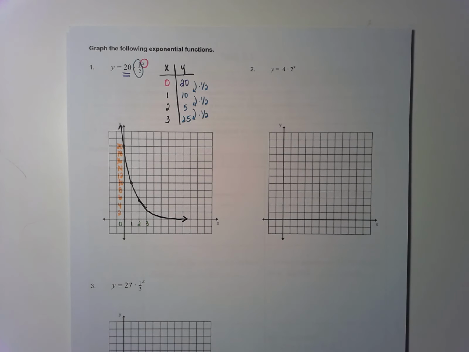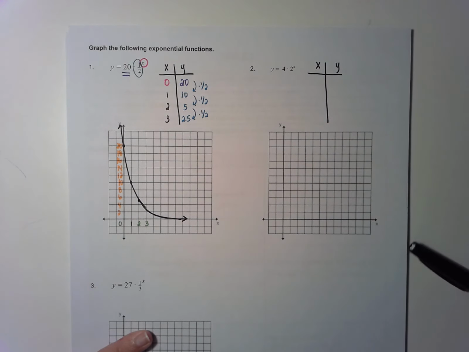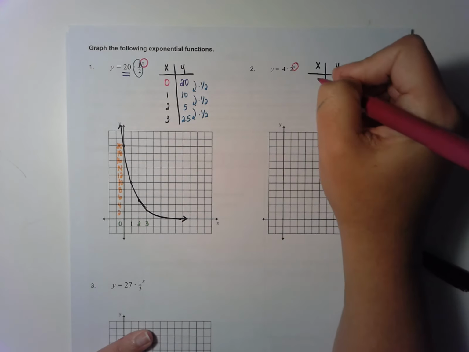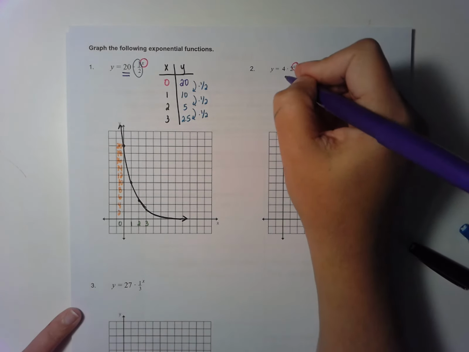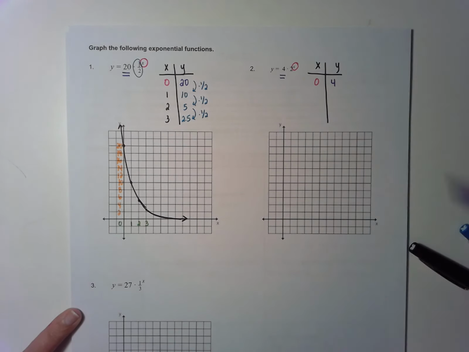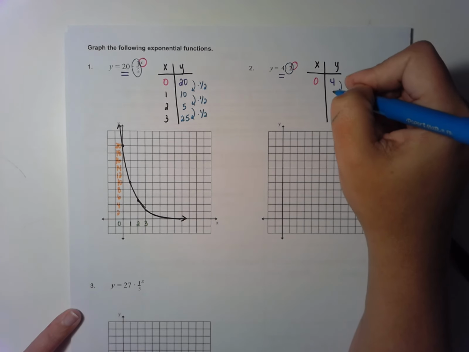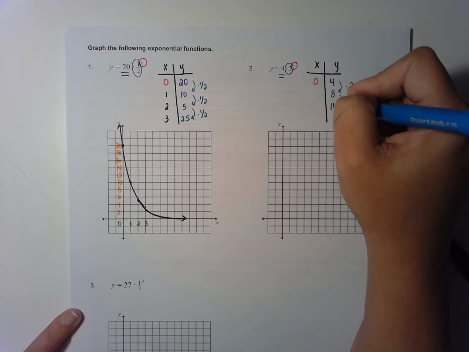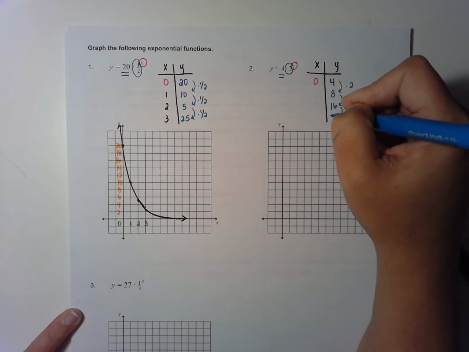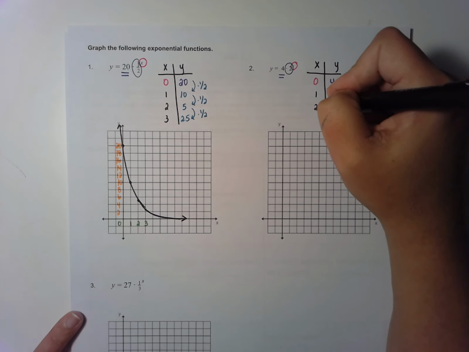For problem number 2, we're going to make a table because I do think that that's the easiest way to graph an exponential function. My starting x here is going to be 0 because the x did not get adjusted to get back to 0 at all. My starting y is going to be 4, and my pattern is going to be multiply by 2 each time. So I'm going to get 8, 16, 32. My x's are always going to be 1, 2, and 3.